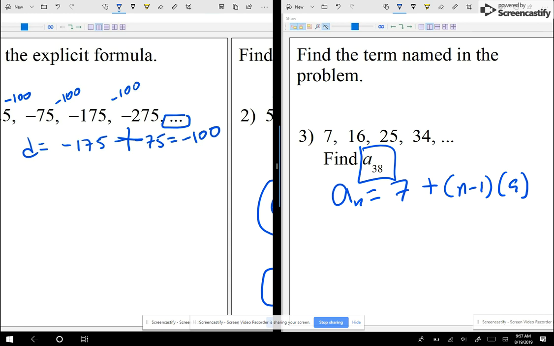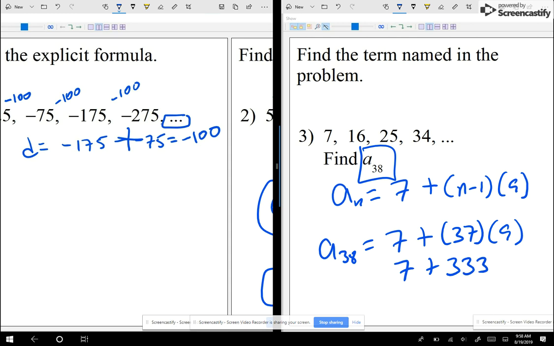Find a(38). So I'm just going to say a(38) equals 7 plus 37 times 9. I'm going to use the explicit formula. Remember 37, because it's always one less than 38 in this case. So I'm going to grab my calculator to figure out what 37 times 9 is, because I have to do multiplication first. 37 times 9 happens to be 333. So I'm asking how much is 7 plus 333. So my answer in this case should be 340.